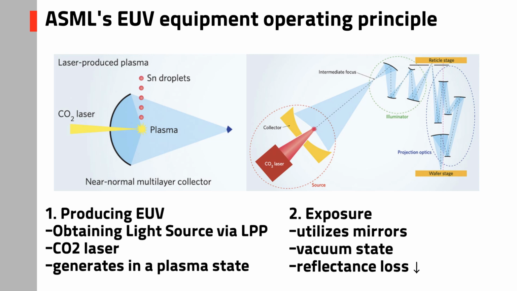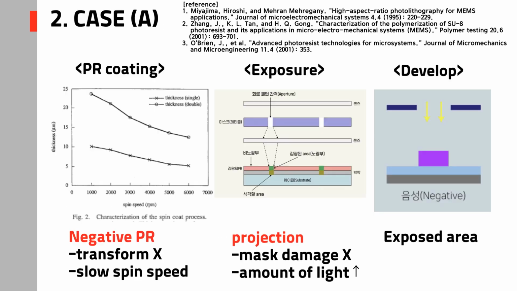Notably, ASML has made remarkable advancements in minimizing reflectivity loss. This progress has played a pivotal role in making EUV equipment commercially viable. This represents the photolithography process for Case A.